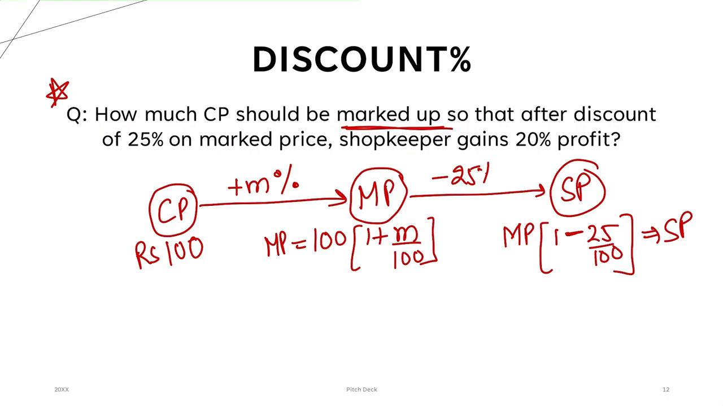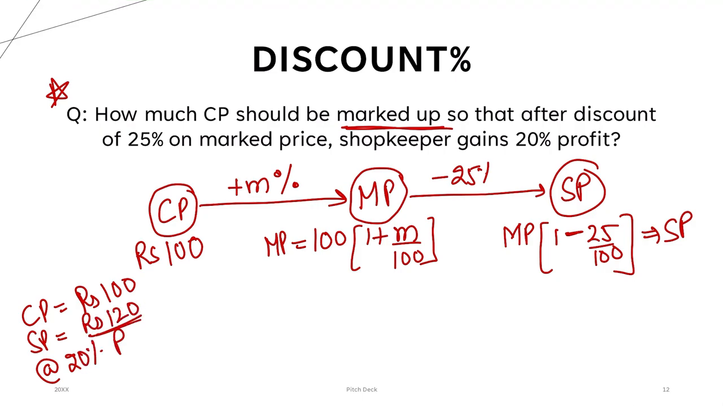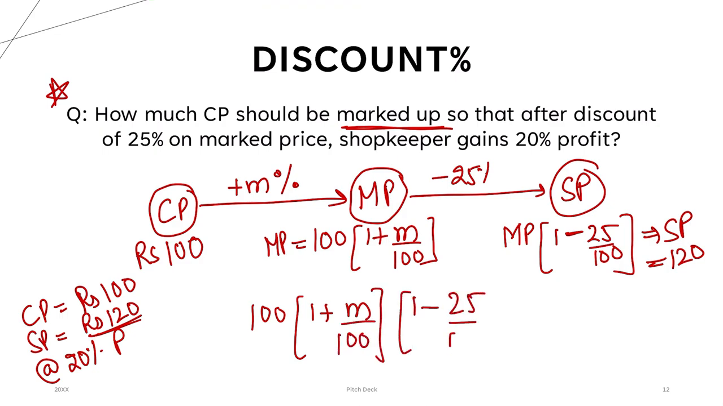Now, the shopkeeper gains a 20% profit. So, suppose the cost price is 100 rupees. How much is the selling price so that he is making a 20% profit? At 20% profit, you can calculate on your own, you will get a value of 120 rupees. So, the shopkeeper's selling price is 120 rupees, cost price is 100. Now, I will just bring this MP into it and you will get 100 times 1 plus M by 100 into 1 minus 25 by 100 is equal to 120.